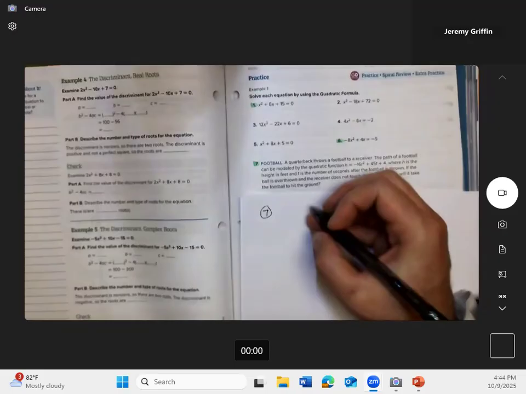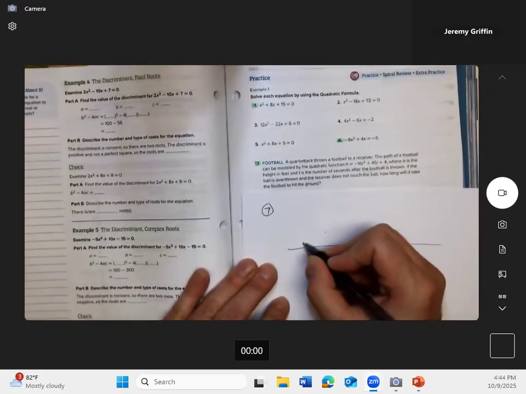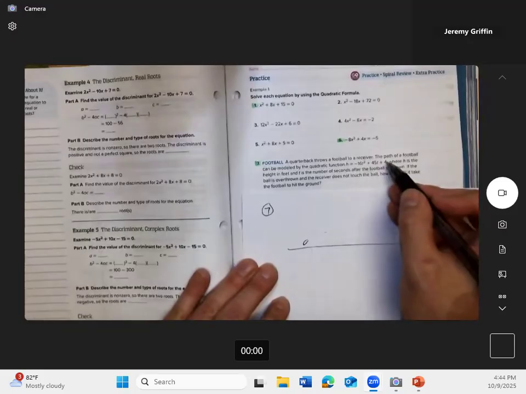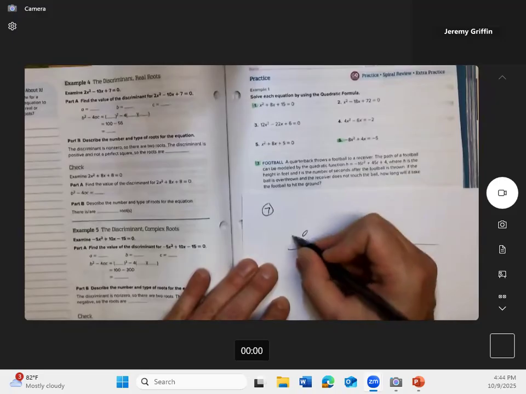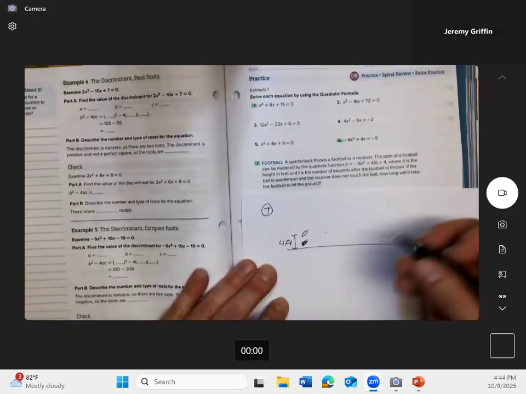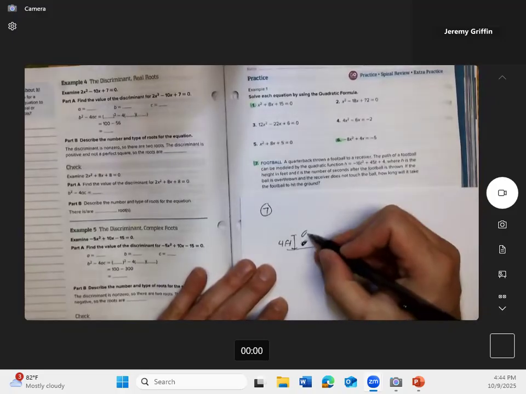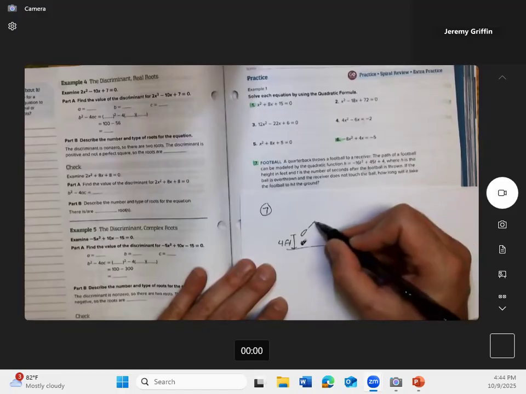So here, let's get a picture going. So we got a football field. The football is actually thrown from 4 feet off the ground. 4 feet. Which I think makes sense because if the quarterback's a few feet tall and he releases it about shoulder height, that makes sense why this would be +4 at the end.